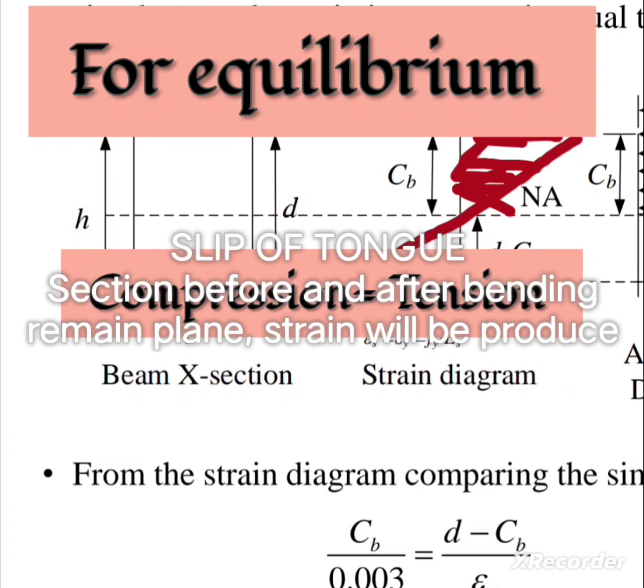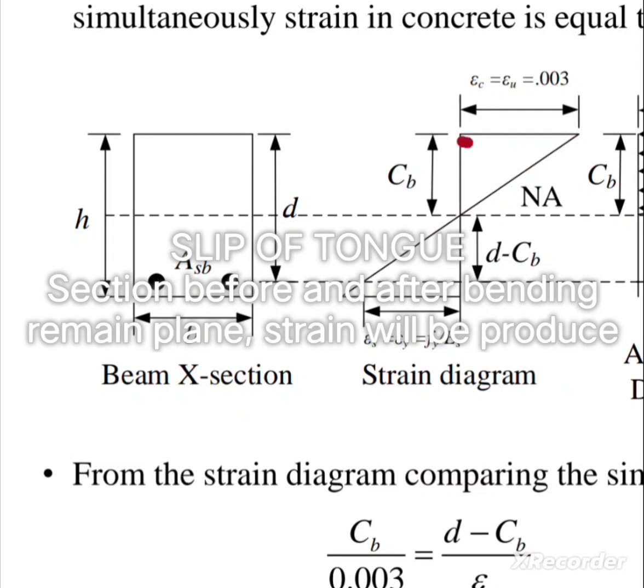This is a strain diagram. So remember, at this point the maximum strain in concrete is 0.003, denoted by epsilon U or epsilon C, or EC. We can read this in this manner. So why is this 0.003? Because this is also an assumption of ACI. In the last few lectures I told you about the assumptions of ACI, which will be used in every video, in every topic of RCD. So this 0.003 comes from the fundamental assumption of ACI.